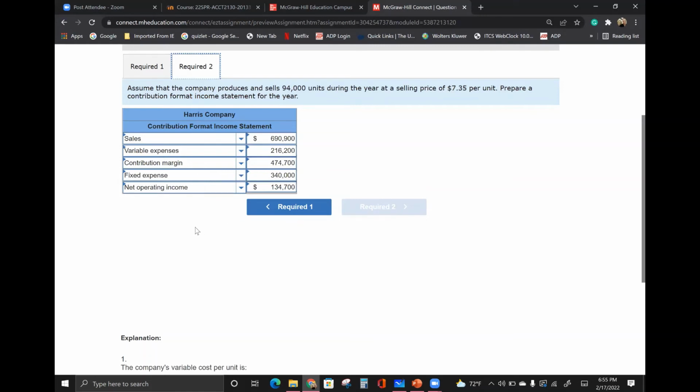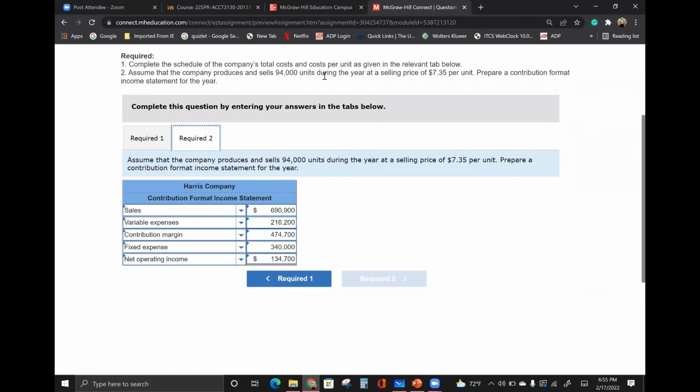So now we're going to do the income statement, and we want to bring over our sales, which it gives us. We sold 94,000 units. And it says that we sold them for $7.35 per unit. So our sales number is $690,900, and just multiply them.